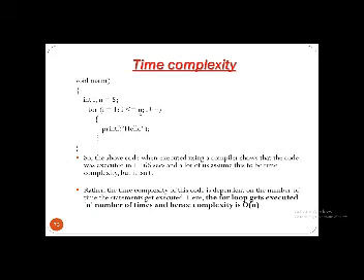N times means 5 times. The value of n is here 5. So we do not consider the constant. We always write it as O of n or O of n square, like that. So this 5 means what? It is a maximum value of n. Therefore, the time complexity of this code is O of n.